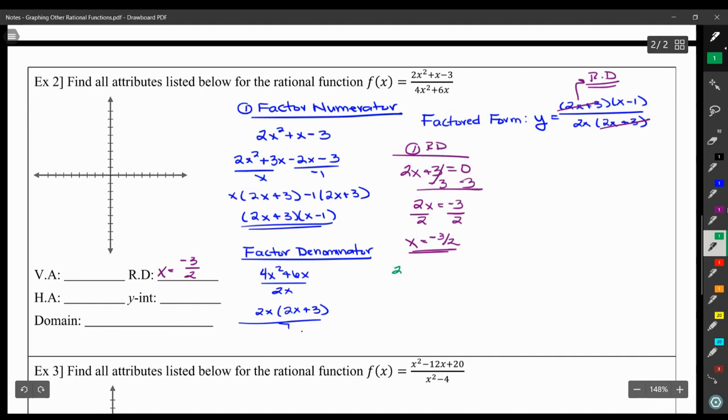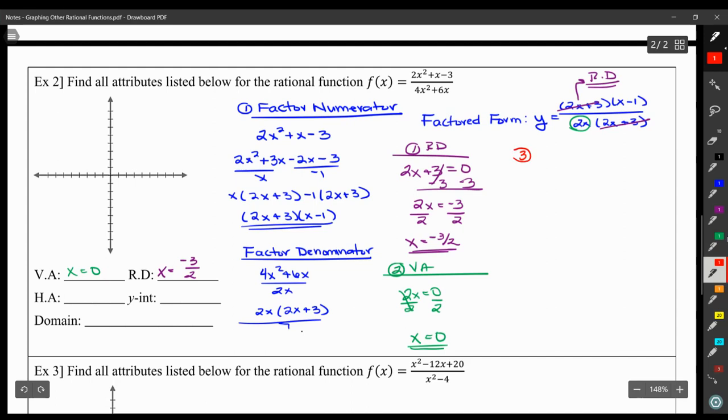Step 2, now that I know which factor canceled, let's take the rest of it, what else is left in the bottom, and set that equal to 0 to find the vertical asymptotes. So 2x is left in the denominator, so we're going to set that equal to 0 and figure out where the vertical asymptote is, which in this case is x equals 0. So there are actually 2 x values you're not allowed to contain. You cannot have -3 over 2, and you cannot have an x value of 0.